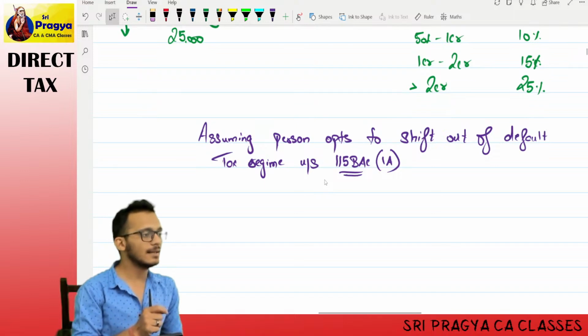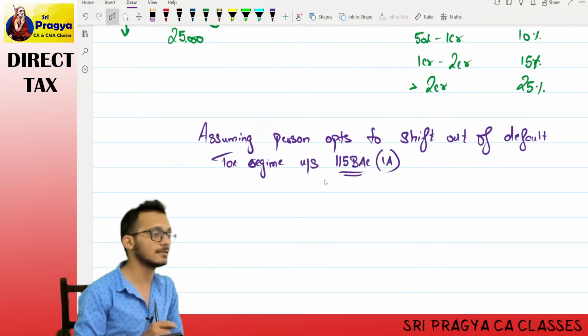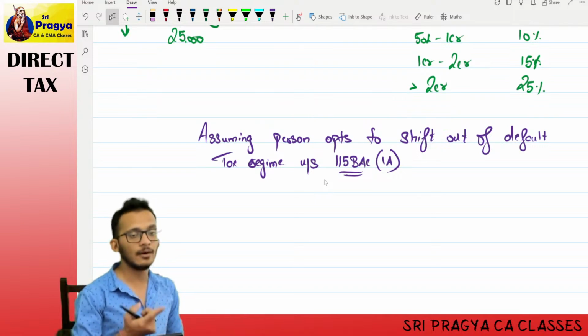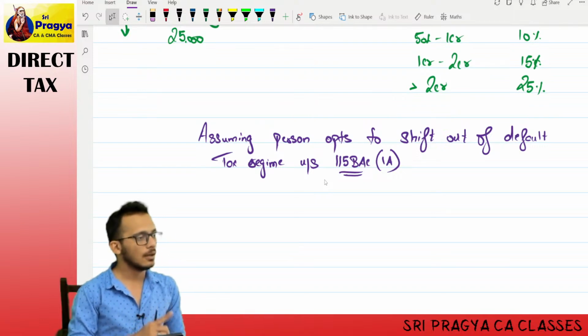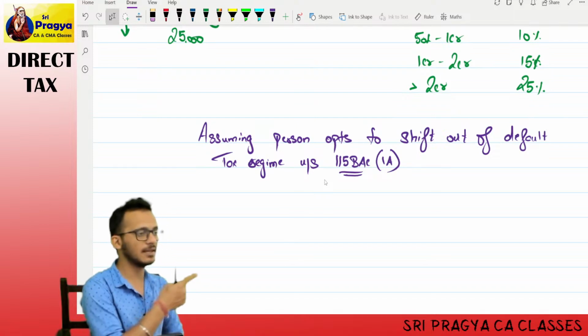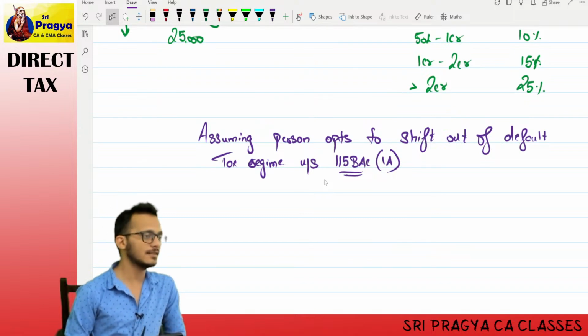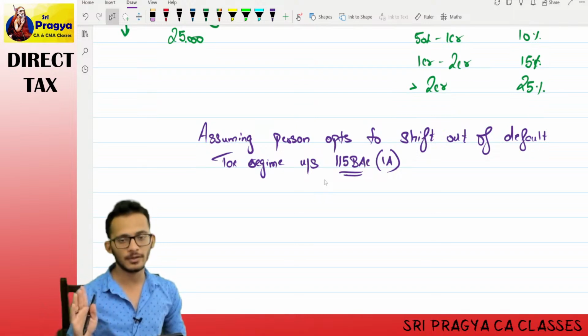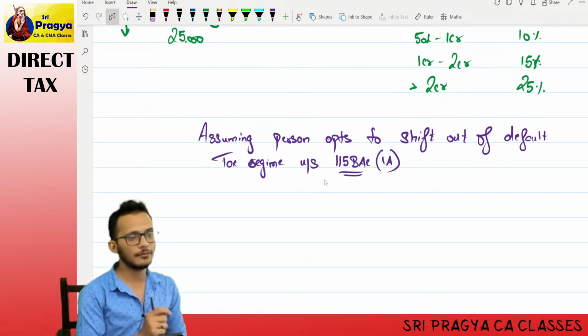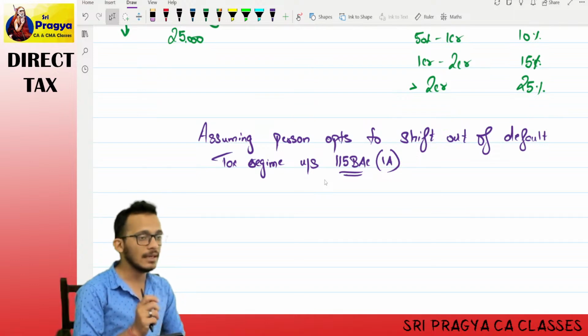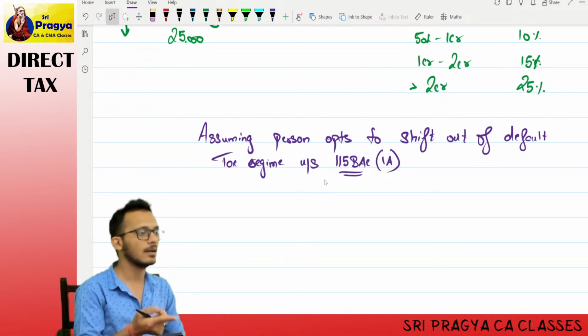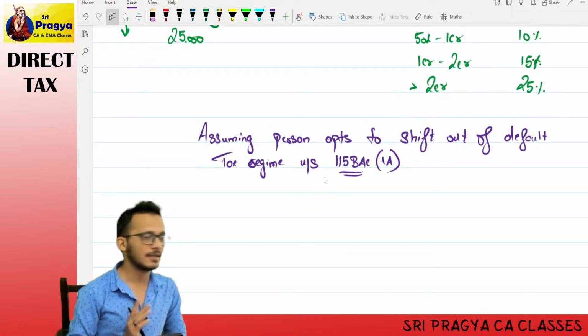Don't get confused by the fact that you see 115BAC and do the amendment. Read the lines very carefully. It says the person is opting out of or shifting out of default tax regime, which means you're going to alternate. Where is it given that you can shift out? It is given in 1A. Therefore it is given as 115BAC 1A, which says that if you want, you can go to alternate regime. That's why they put it like this. The moment you see 115BAC, it does not mean amendment. If the line says compute tax as per default regime, it is amendment. If they say compute tax assuming he is shifting out of default regime, it means alternate. Yes or no?